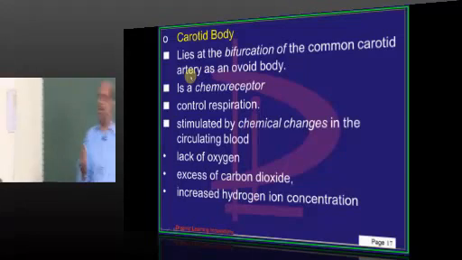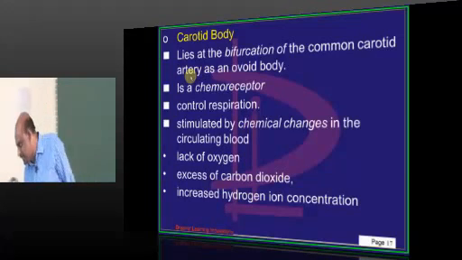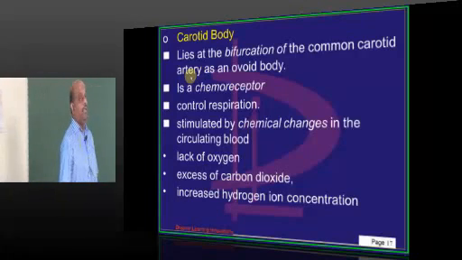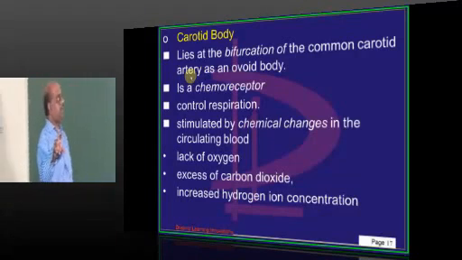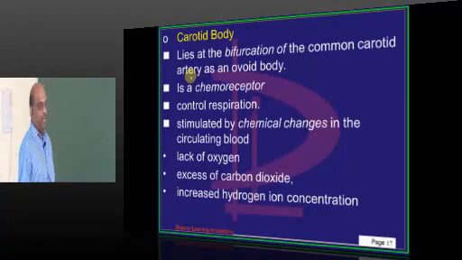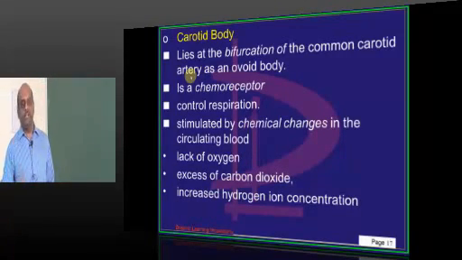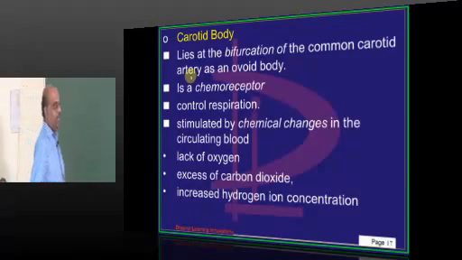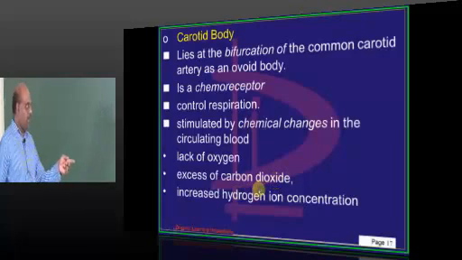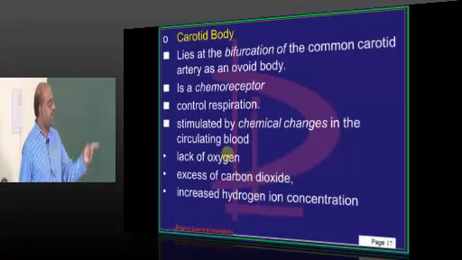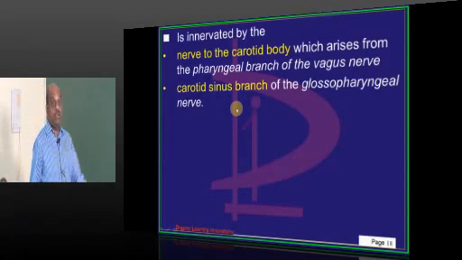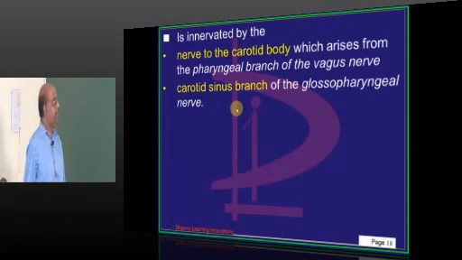Now, a few comments about what is a carotid body, what is a carotid sinus. Let us be very, very sure. At the bifurcation of this common carotid, we have an ovoid body which is called carotid body. It is a chemoreceptor. It controls respiration. And any chemical changes in the blood, hypoxia, hypercarbia, acidosis, can all be perceived by this carotid body, which is a chemosensor fundamentally. It is not a baroreceptor, be very sure.